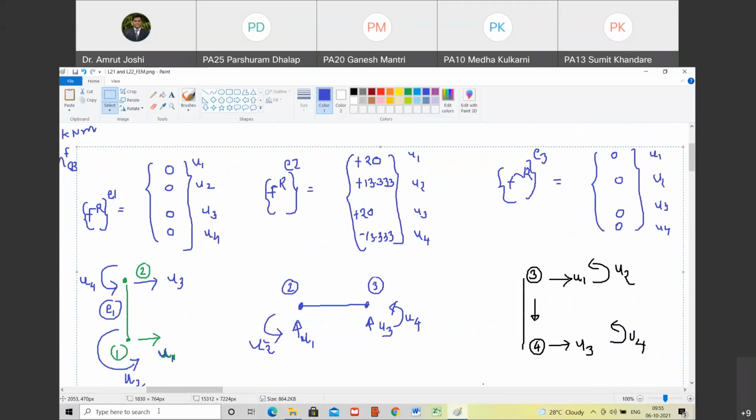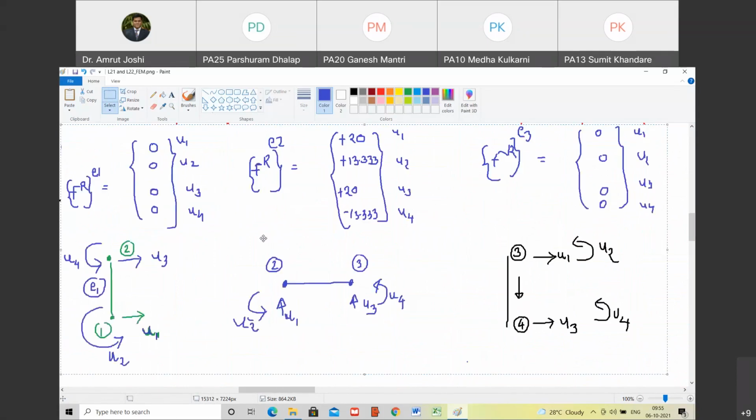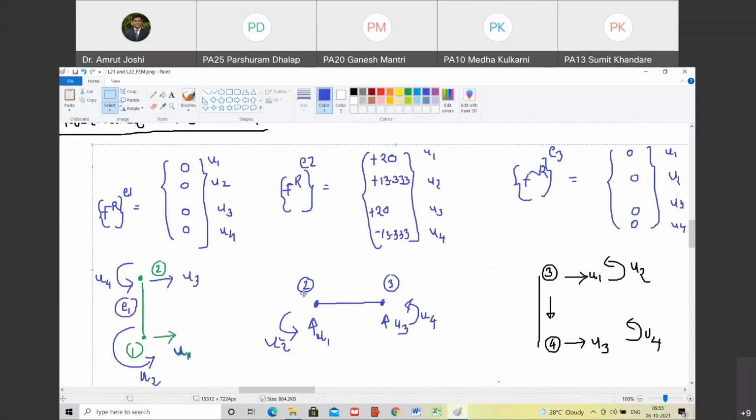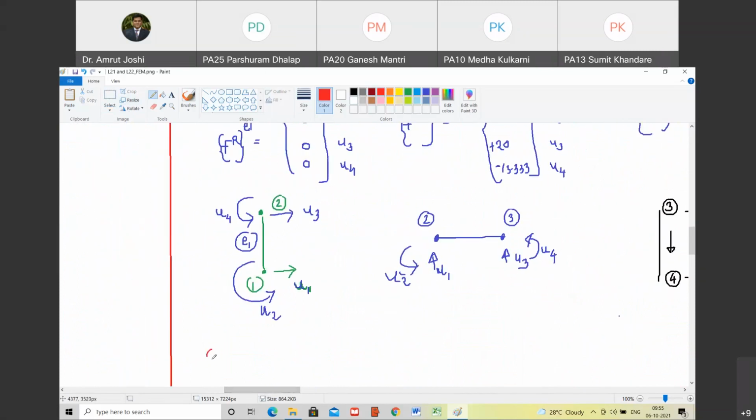Let us borrow this and put it at the location where we were writing down the restrained force matrix. These are elemental matrices. Are you with me? Yes, sir. But we are now interested in writing down the global restrained force matrix. Happy? Yes, sir. Global restrained force matrix.